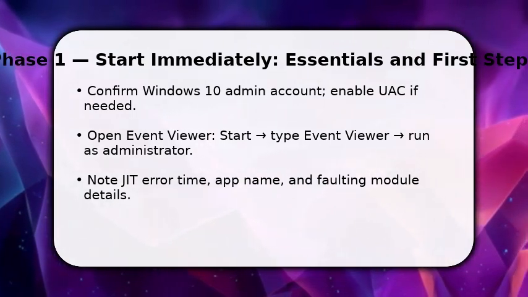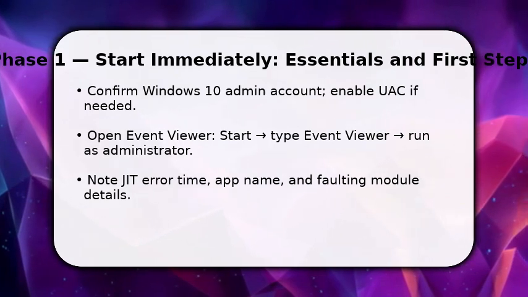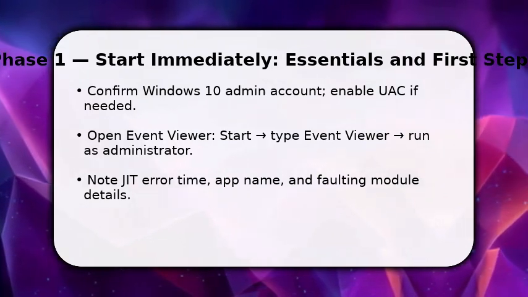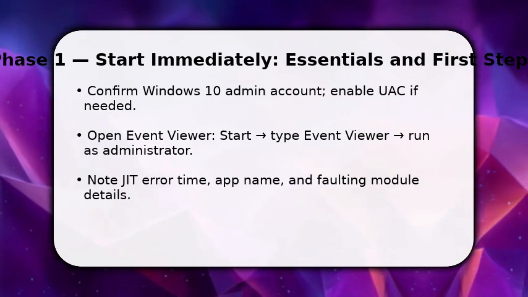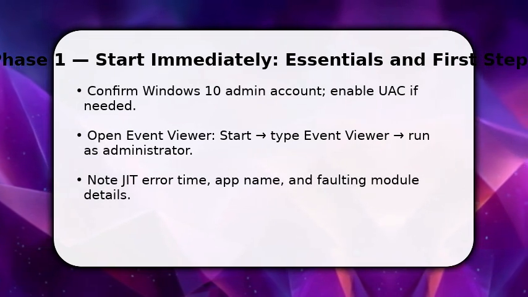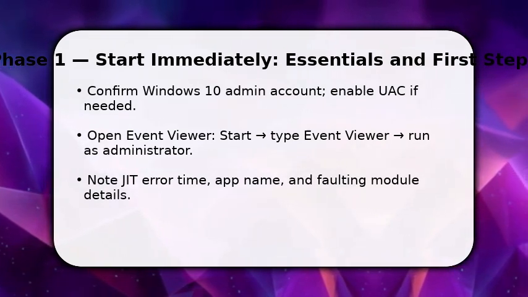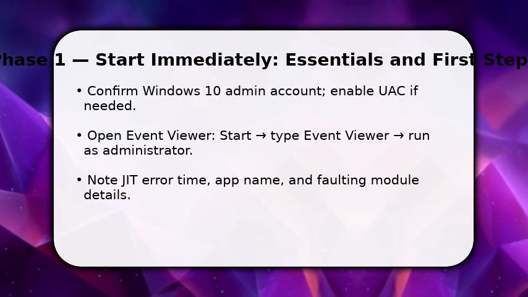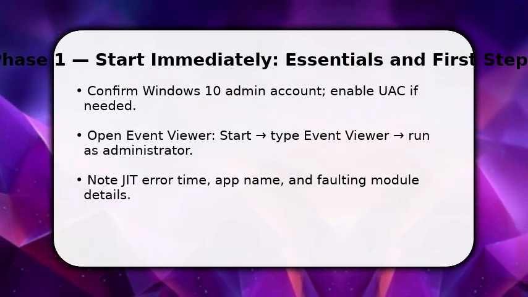You need to capture the JIT debugging error timestamp, the application name, and the faulting module so you can target the correct process. Make sure to copy the event ID and error message. This pinpoints whether Visual Studio, a CLR exception, or a native crash triggered the JIT dialog.